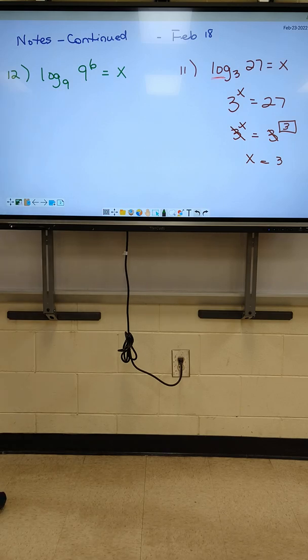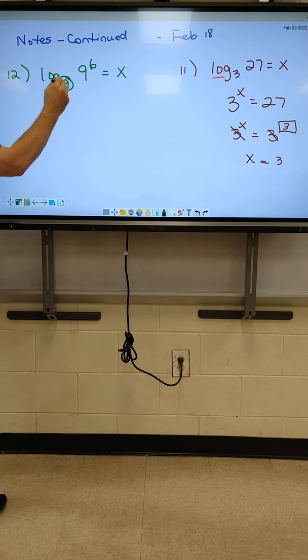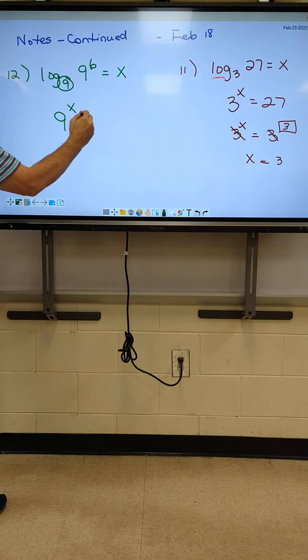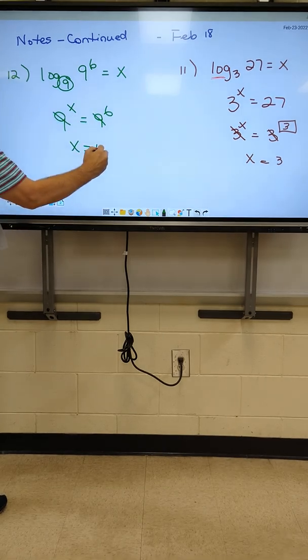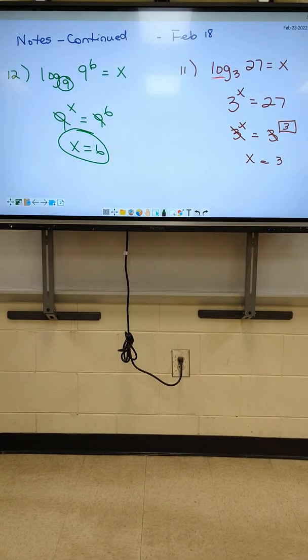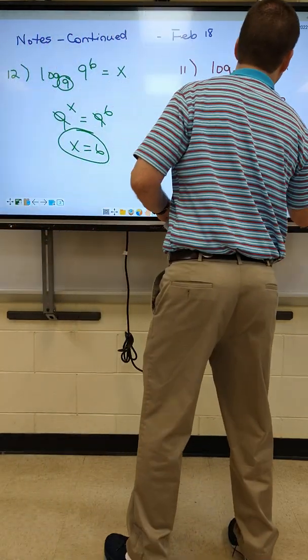All right, so look, when you set this one up, you set it up just like you set up number 11. You bring your subscript down, that becomes your base. So it's 9 to the x equals 9 to the 6. Guys, it's set up for you. The 9's are already the same, right? We don't have to change anything, mark it out. The answer is x equals 6. All right, let's go to 13.